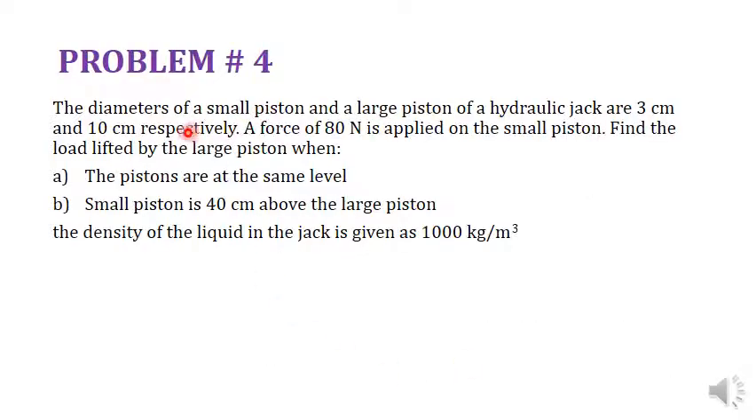Now problem number 4. The diameters of a small piston and a large piston of a hydraulic jack are 3 centimeter and 10 centimeter respectively. A force of 80 Newton is applied on the small piston. Find the load lifted by the large piston when, number 1, the pistons are at the same level, and number 2, the small piston is 40 centimeter above the large piston. The density of the liquid in the jack is given as 1000 kg per meter cube. See how this system is going to work.